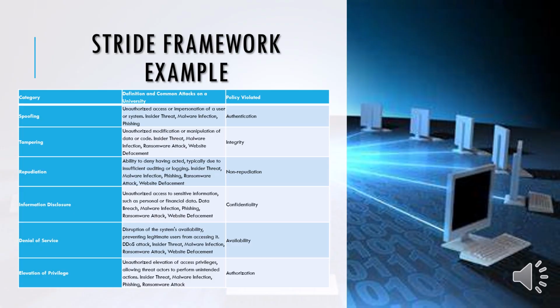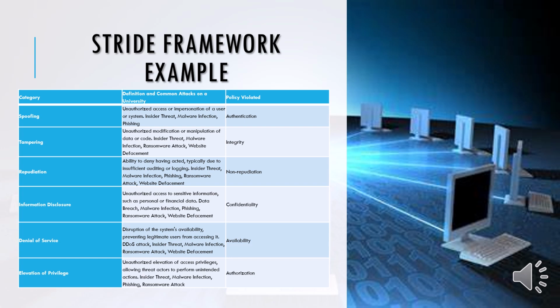The STRIDE framework developed by Microsoft is a structured approach to identifying and categorizing security threats. It consists of 6 threat categories, each targeting different aspects of cybersecurity. Below is a summary of each category along with the types of attacks that may occur in a university environment. Number 1, spoofing occurs when an attacker pretends to be a legitimate user or system. Threats include insider threats, malware infections, and phishing attacks, which can lead to credential theft and unauthorized access to sensitive data.